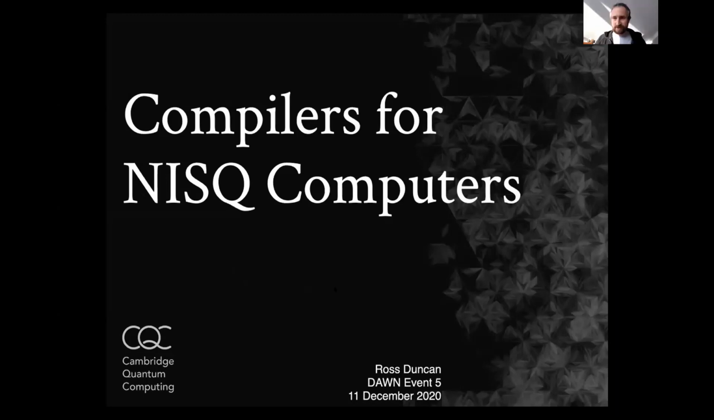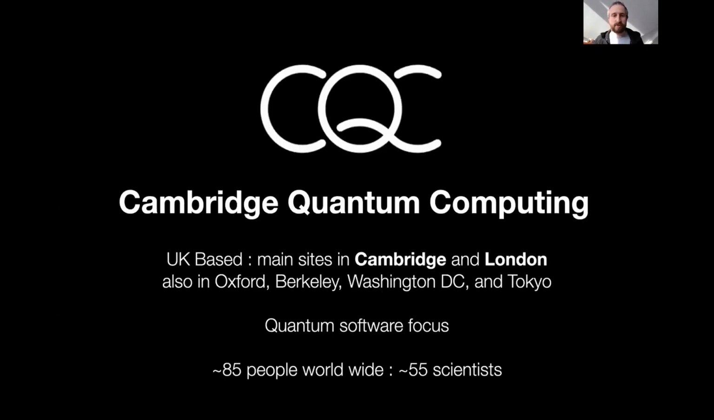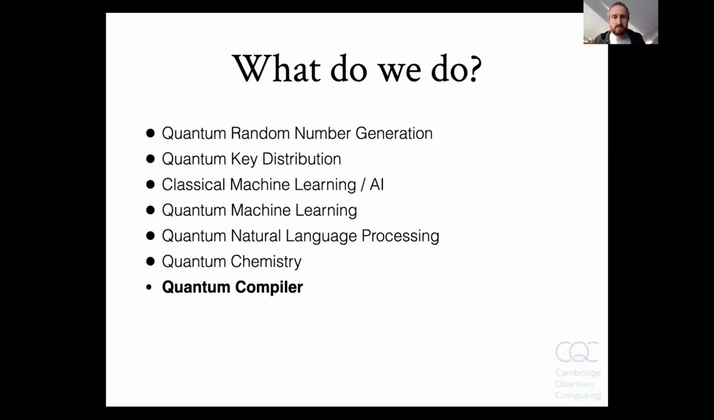So thank you very much for the introduction, Anupam, and thank you to the organizers for inviting me to take part in this event. My name is Ross Duncan, and I work for a small company called Cambridge Quantum Computing. We are mostly a software company based in the UK, but we also have sites in other locations. And we're involved in lots of different areas of quantum technology. But what I'm going to focus on for my talk today is the issue of compiling software for quantum computers, which is a major area of activity for my group.